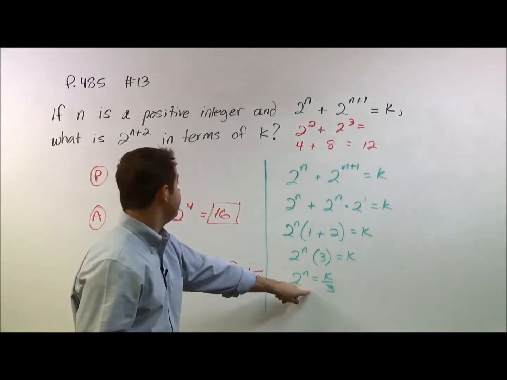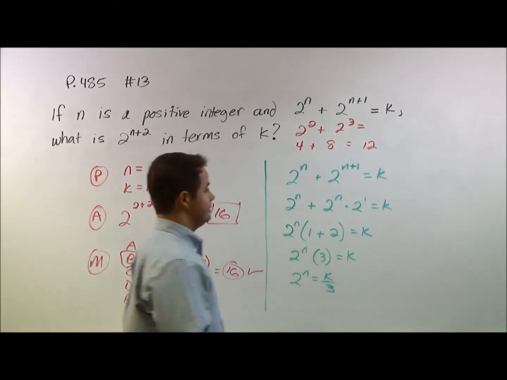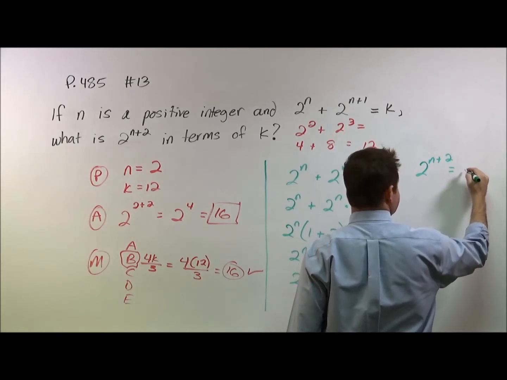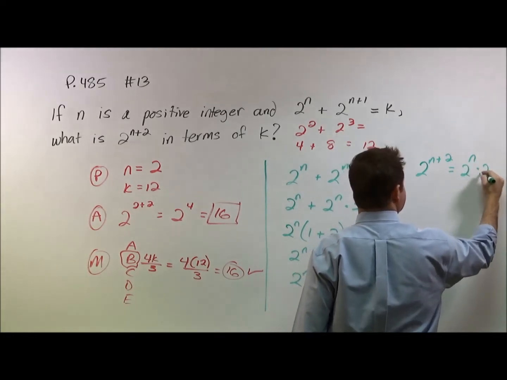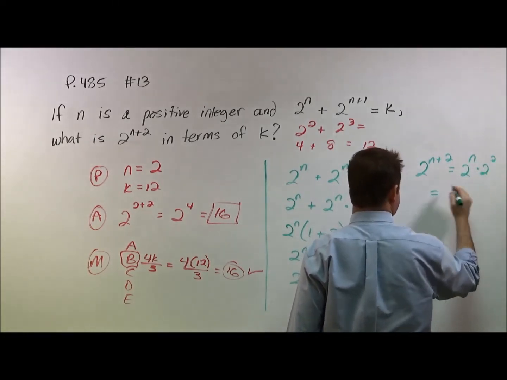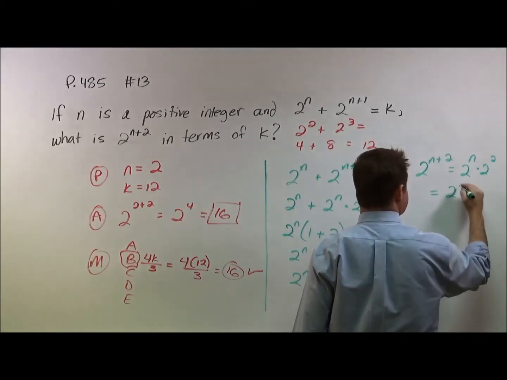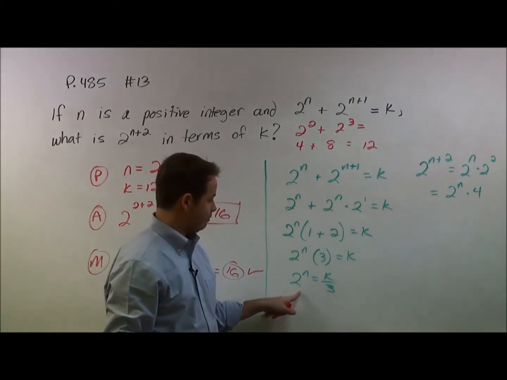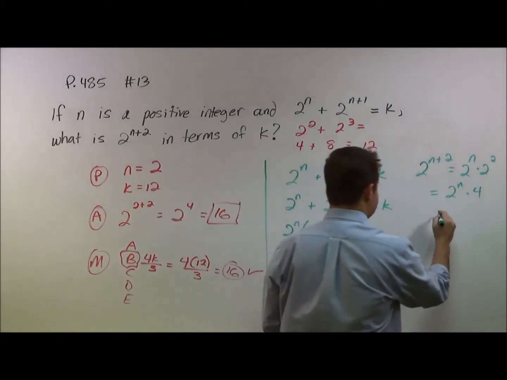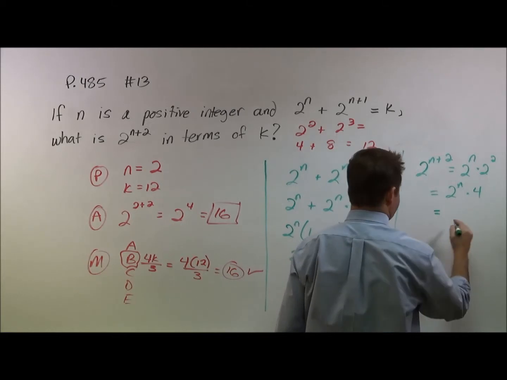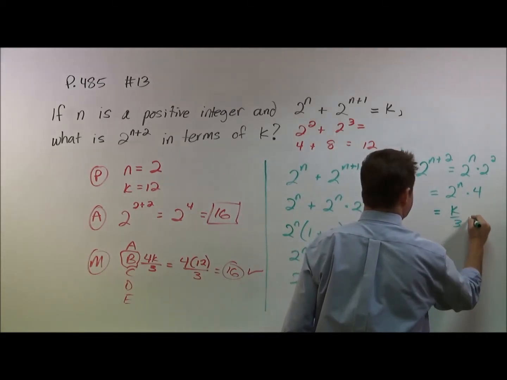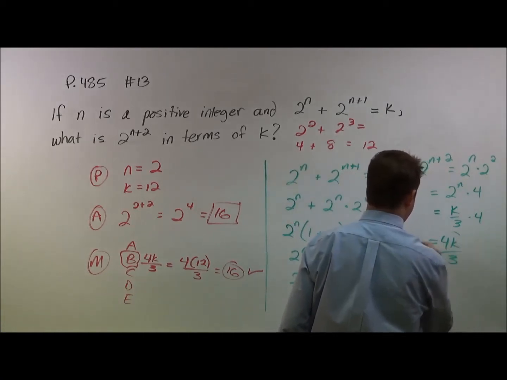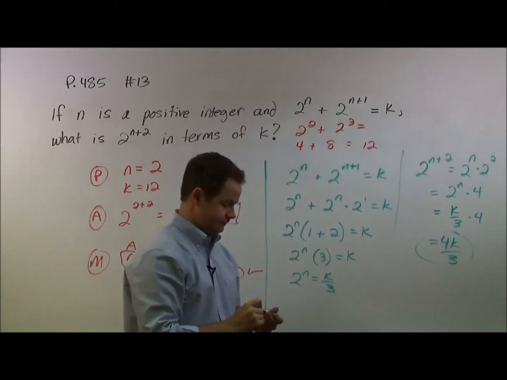Now we would have to plug this value back in to what they're asking for, 2 to the n plus 2. That would be like saying 2 to the n times 2 squared, which is equivalent to 2 to the n times 4. And if we plug in k over 3 in place of 2 to the n using substitution here, then we get k over 3 times 4, which would give us 4k over 3 as our answer.